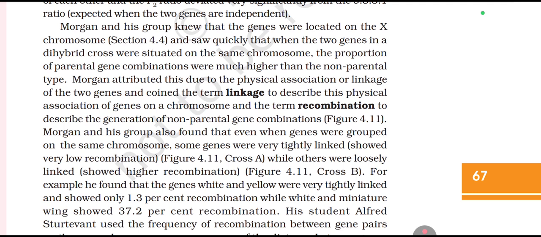Morgan and his group also found that even when genes were grouped on the same chromosome, some genes were very tightly linked and showed very low recombination (Figure 4.11, cross A), while others were loosely linked and showed higher recombination (Figure 4.11, cross B). For example, he found that the genes white and yellow were very tightly linked and showed only 1.3% recombination, while white and miniature wing showed 37.2% recombination.